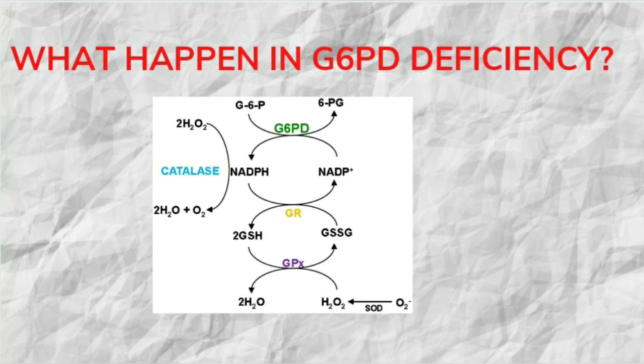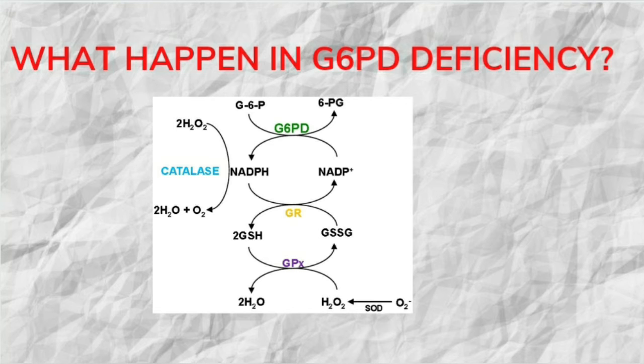So in this diagram, I will tell you what actually happens in G6PD deficiency, and I will start from below, where in our body, oxidants are produced from compounds such as hydrogen peroxide, and this is normally converted into water with the help of glutathione peroxidase. The GPX is produced with the help of glutathione reductase, which requires NADPH for its activity. The NADPH is reduced with the help of the G6PD enzyme.